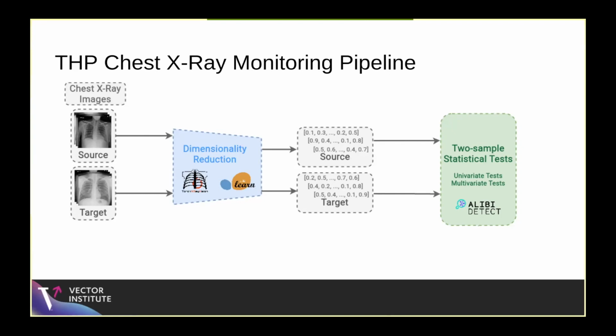And once you reduce the dimensionality, you do 2 sample statistical tests using the source and the target domains as defined. And we roll through a set of univariate and multivariate tests to find the right pairing between dimensionality reduction techniques as well as statistical test methods.